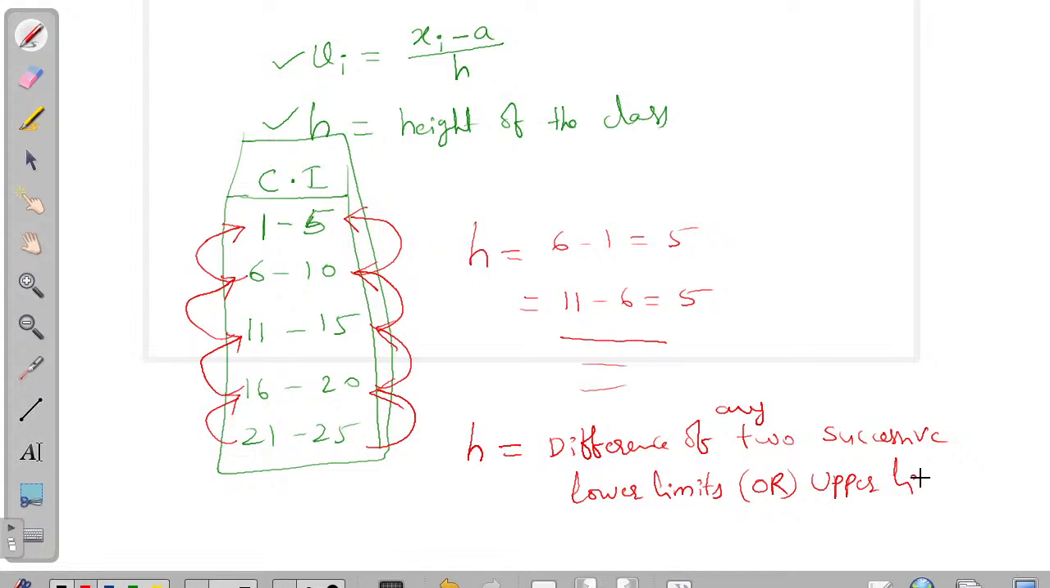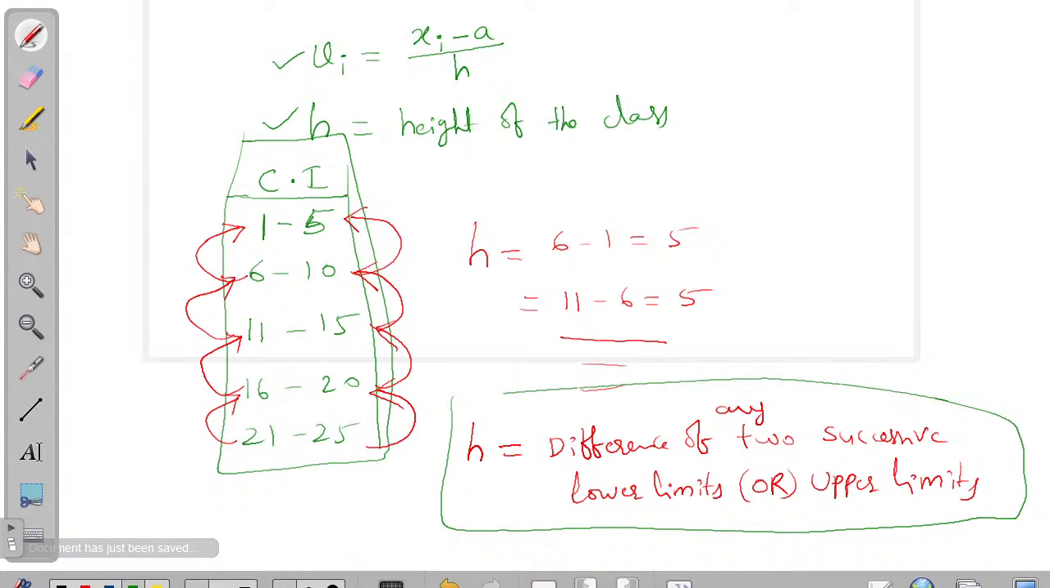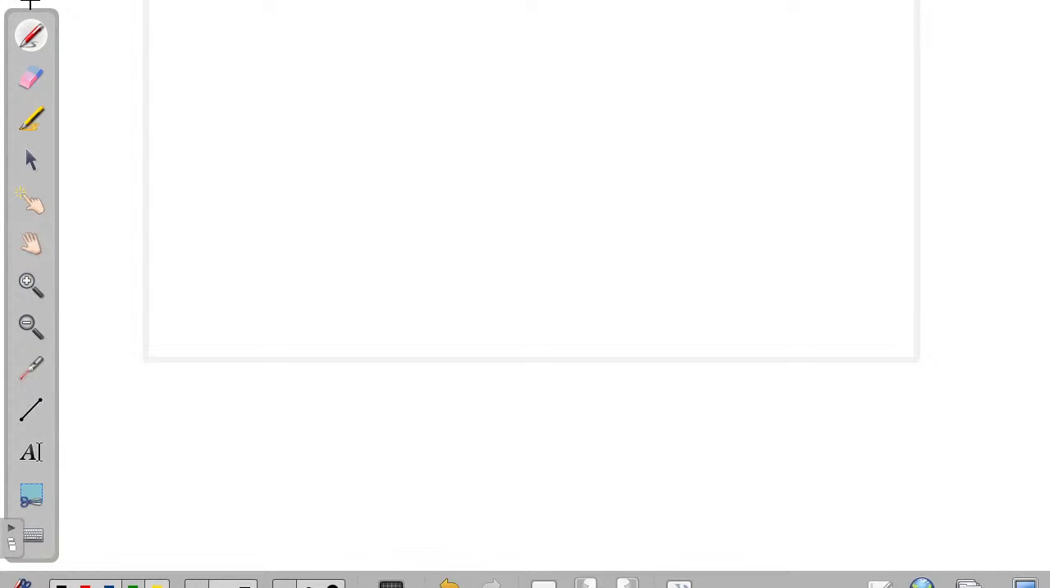It is the formula to find the height of the class. Now we will take one example, then you will get an idea. Class interval and frequency.